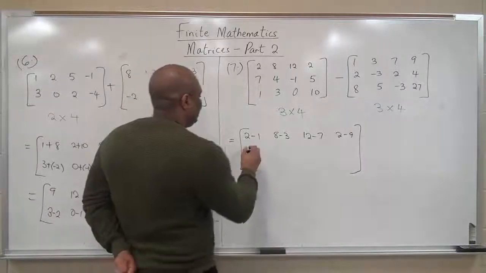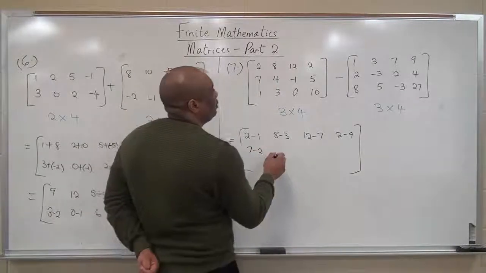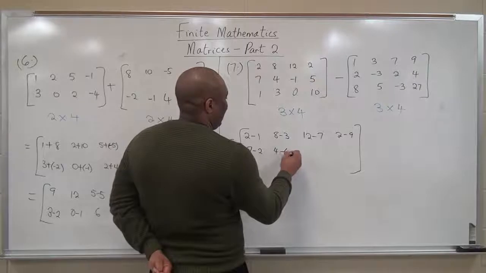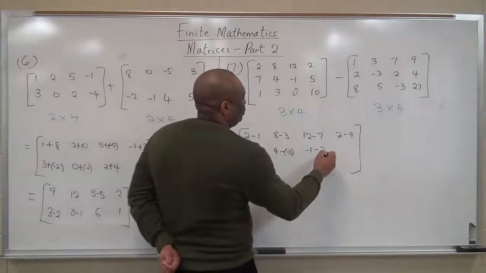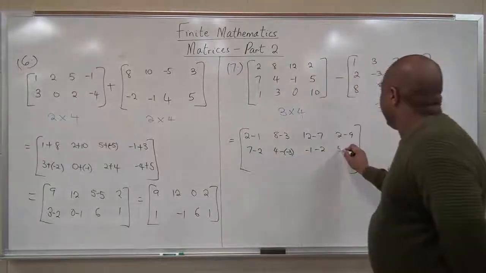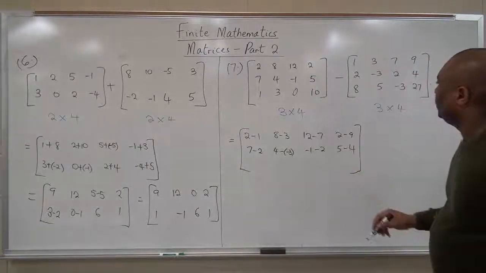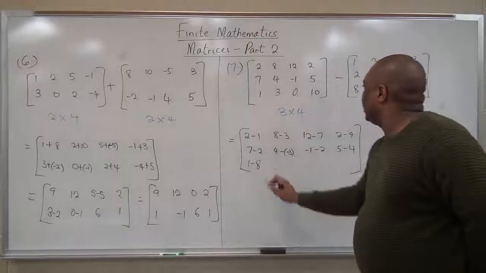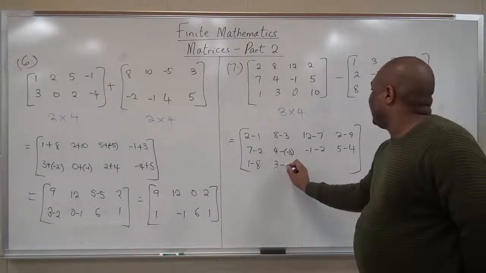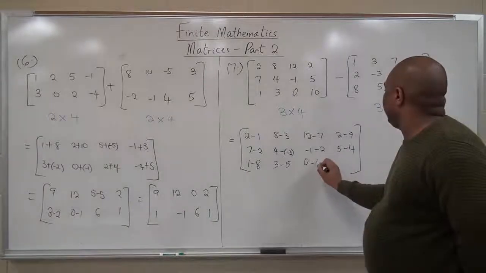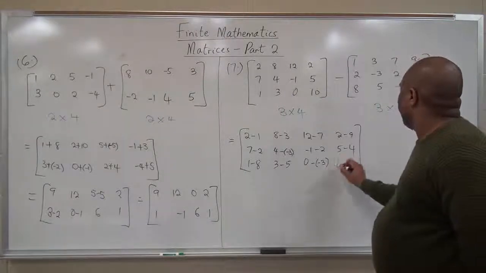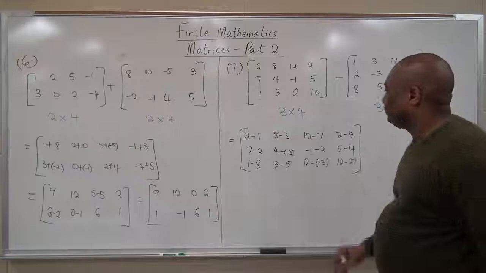Okay? Now this is 7 minus 2, 4 minus 3, minus 1 minus 2, 5 minus 4. Then this is 1 minus 8, 3 minus 5, 0 minus 3, and 10 minus 27.